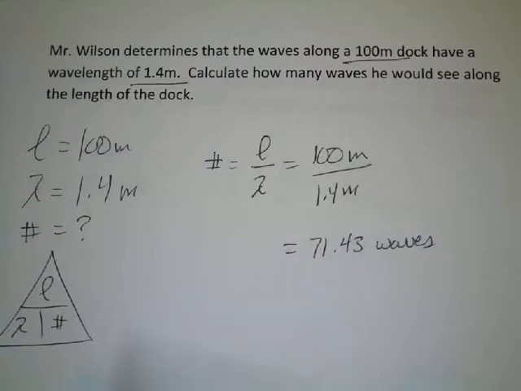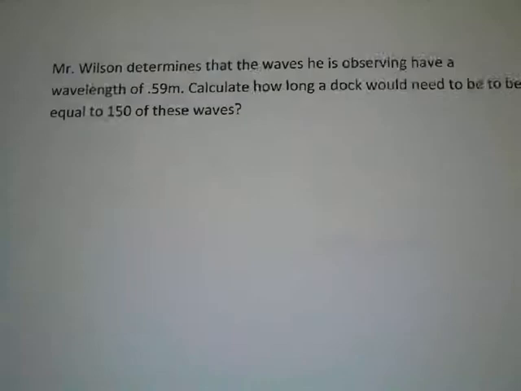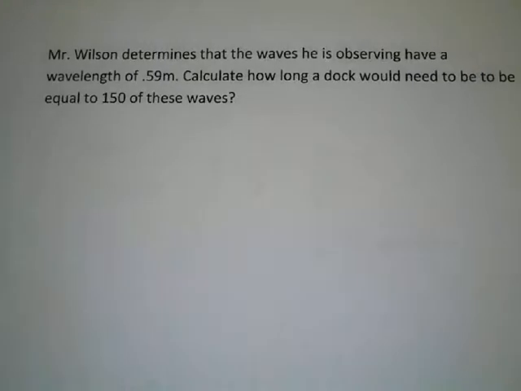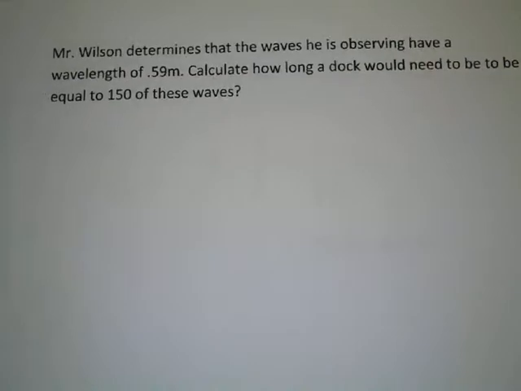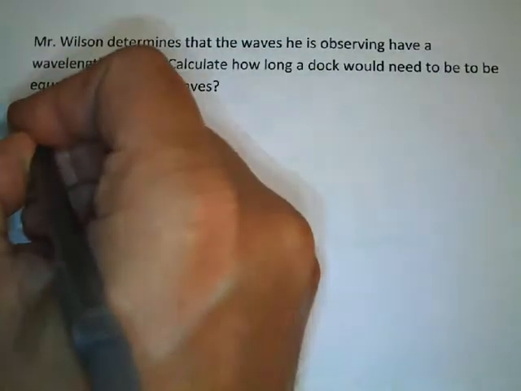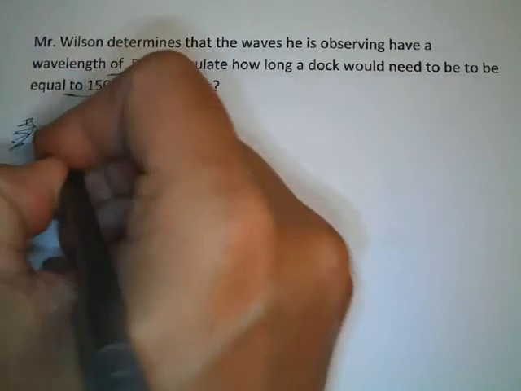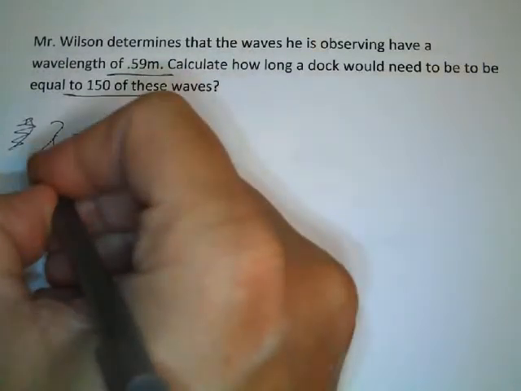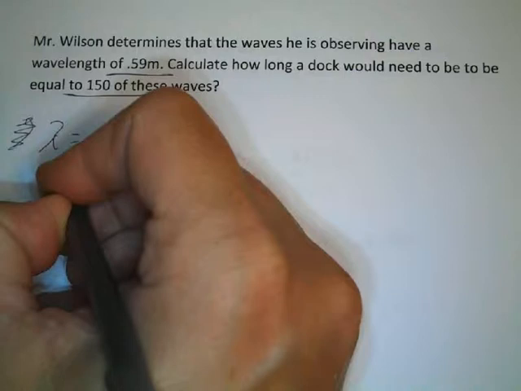Alright, let's do one more with that other variable. Same thing. Mr. Wilson determines that the waves he is observing have a wavelength of 0.59 meters. Calculate how long a dock would need to be to equal 150 of these waves. Alright, again, start with what's given to you. I'm given a wavelength of 0.59 meters. And I'm given a number that I'm interested in of 150, and I'm interested in finding the length.